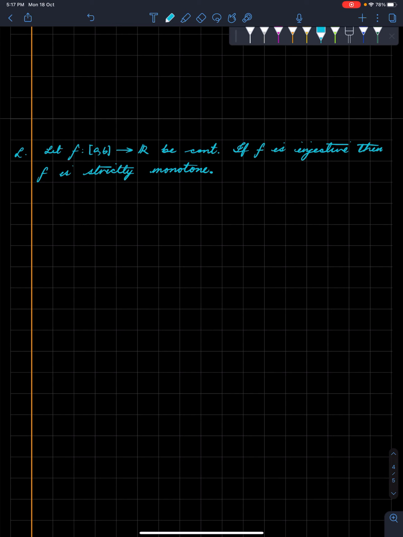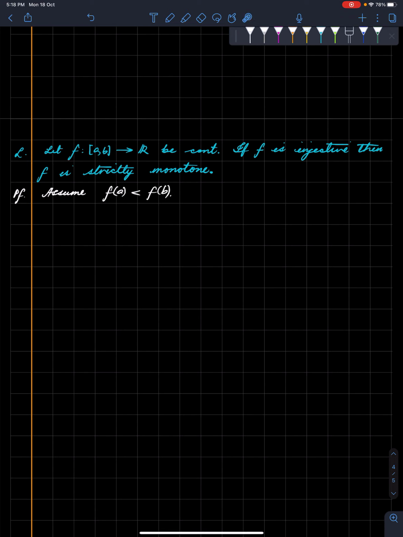So I'll give a proof, but not all the details. But I think it will be clear what the proof is. One can easily write down one's own proof. So assume f(a) is less than f(b). Why can we assume that?